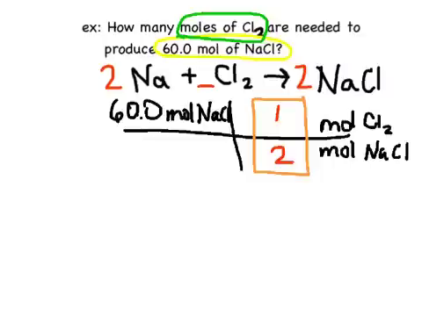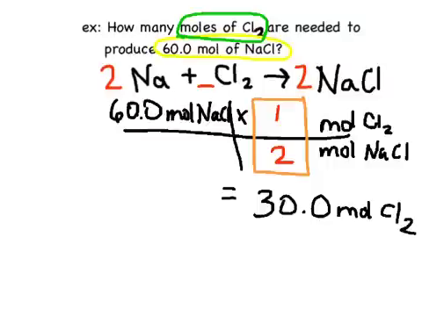Okay. Now we just have to do the math. Multiply on top, divide by the bottom. 60 times 1, 60. Okay, so 60 divided by 2 is 30. Okay, so we have 30.0 moles of Cl2. So that means if we wanted to make 60.0 moles of sodium chloride, we would need 30 moles of chlorine in order to do so. Bam. Stoichiometry at its easiest. It does get harder.